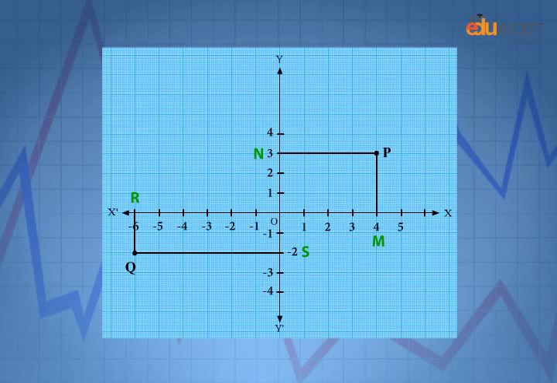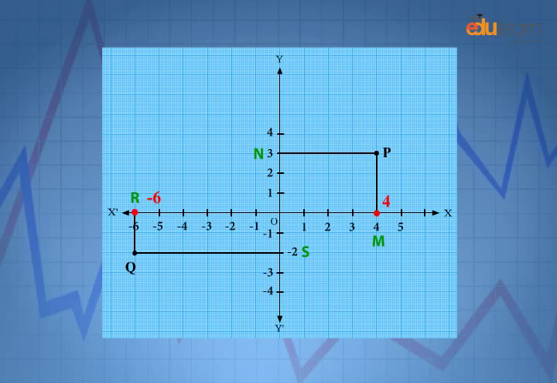Coordinates of a point. The x-coordinate of a point is its perpendicular distance from the y-axis measured along the x-axis. For the point P, it is +4 and for Q, it is -6. The x-coordinate is also called the abscissa.